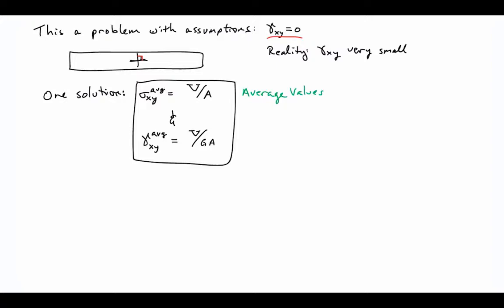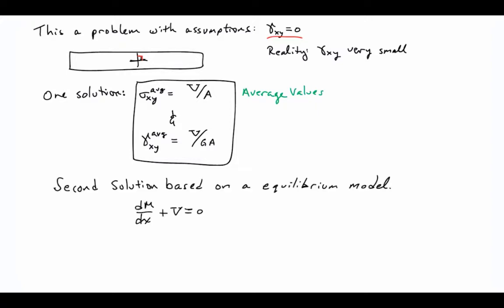But it turns out that we can actually do a little bit better than just average values. We can actually get point-wise values on the cross-section and how they change from point to point. And the way we do that is we can use an equilibrium model. So remember that if I have a rate of change of the moment, dM/dx, that means that the shear force is non-zero.